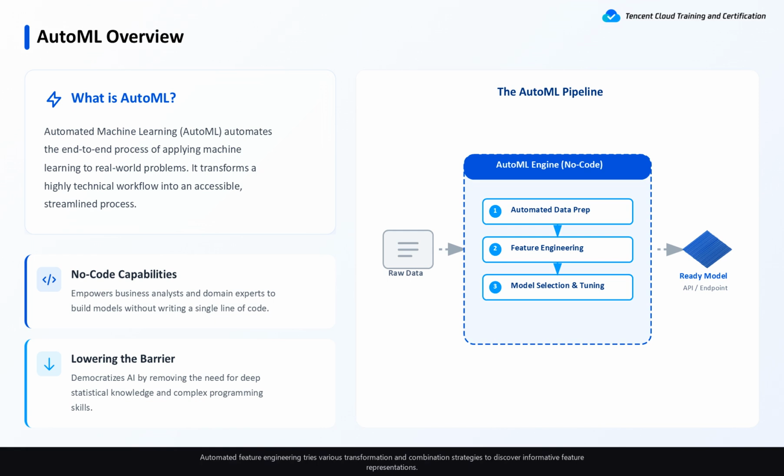Automated feature engineering tries various transformation and combination strategies to discover informative feature representations. Automated algorithm selection compares multiple candidates and recommends the best match for the data and task type. Hyperparameter optimization efficiently searches the parameter space using strategies like Bayesian optimization. The output is a fully optimized, deployment-ready model. AutoML substantially lowers the barrier for teams without deep ML expertise, while saving expert practitioners significant time on repetitive tuning.